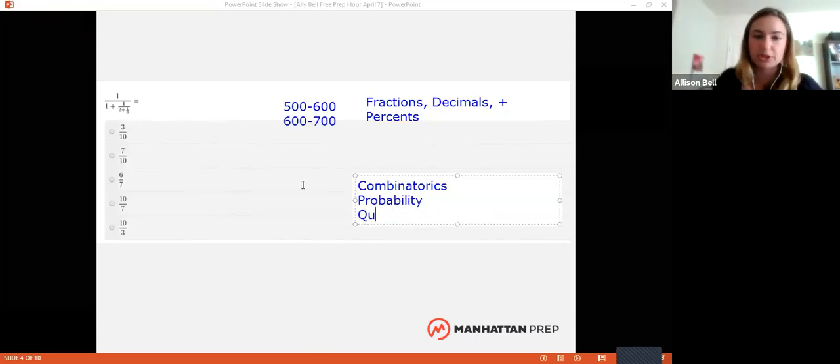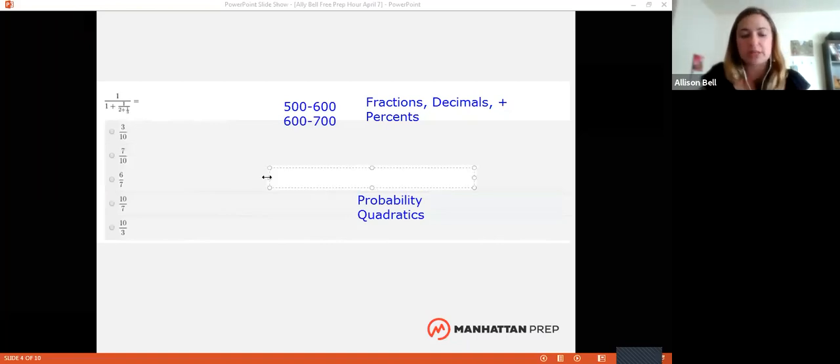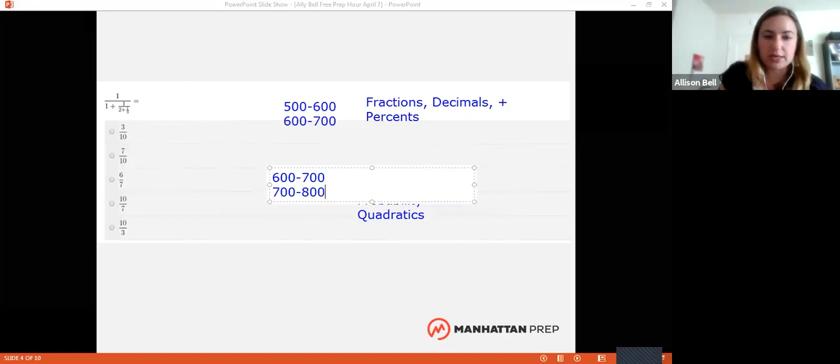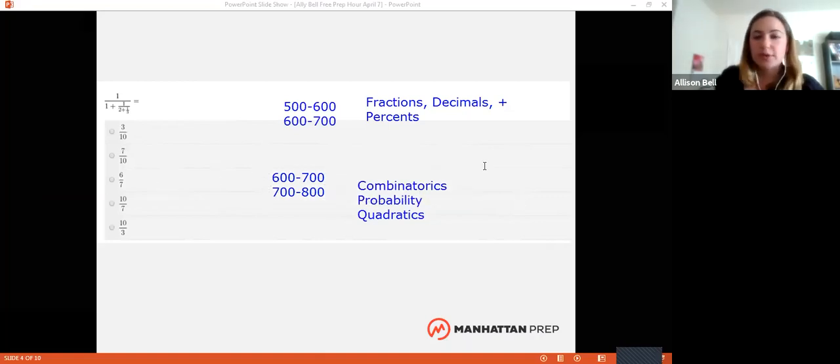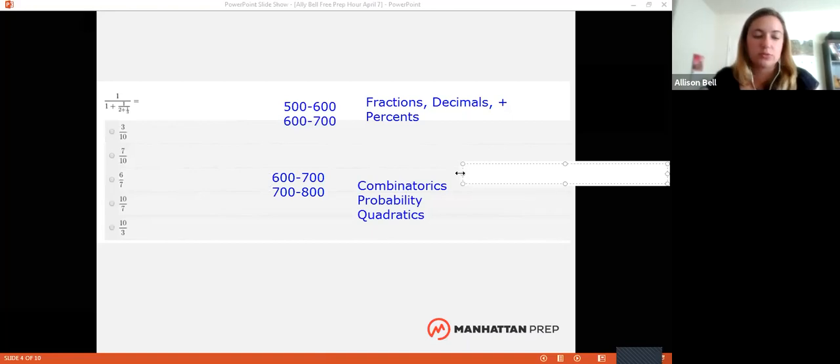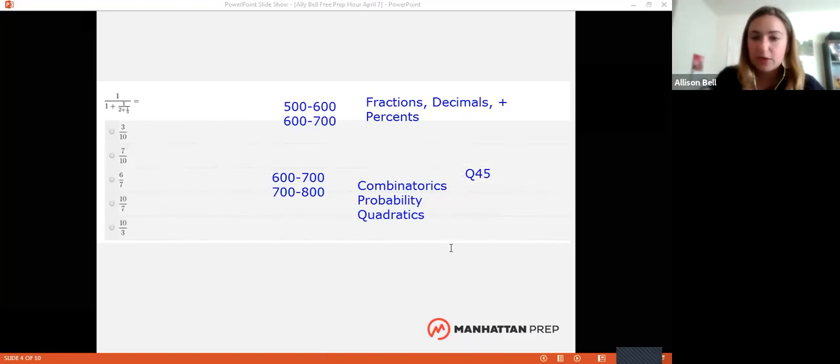quadratics, the more challenging topics for when you do reach that 600 to 700 level, and now you're looking to move to the 700 to 800 level, or more specifically within quant, when you're getting into the 40s. So maybe when your score is 45 or so, and you're trying to still boost it even higher, is when you might start moving into more advanced topics. Quadratics, you could probably start a little sooner, but combinatorics and probability are not super heavily tested. So you want to save them for when you're the most likely to hit those topics.